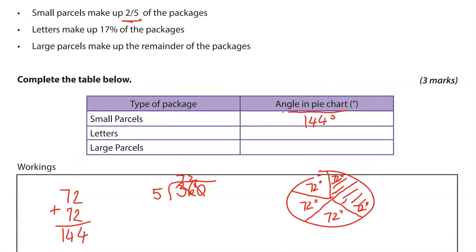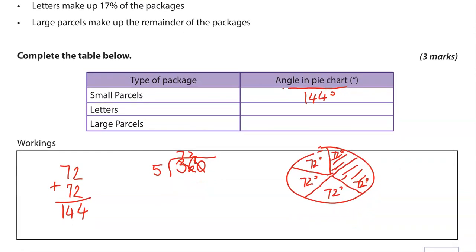Then we have 17% that make up letters. So we need to work out 17% of 360. As we can't use a calculator, we'll break down 17% into 10, 5, and then 2%. So if we work out 10% first, then we can halve that to get 5%, and then we can work out 1% and another 1. So in total that becomes 17%.